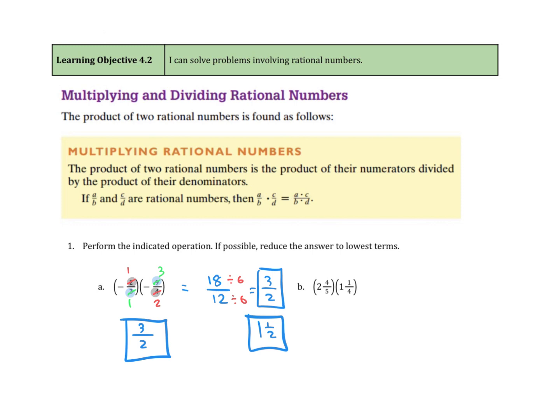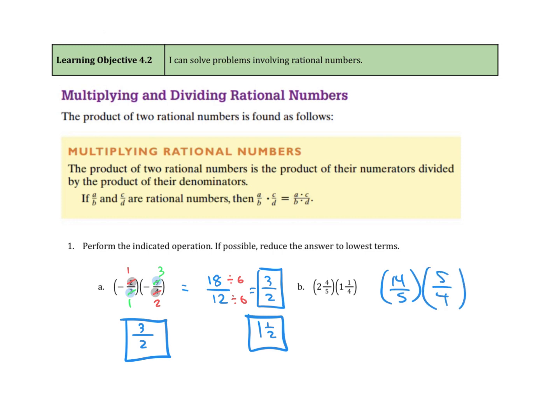In the second one, we have two mixed numbers, and since we do top times top, bottom times bottom, those mixed numbers are not in the right form. We got to change them to improper fractions. So I'm going to start by changing them to improper fractions. 5 times 2 is 10, plus 4 is 14 over 5. And 1 times 4 is 4, plus 1 is 5 over 4.